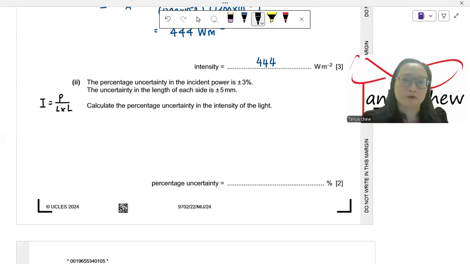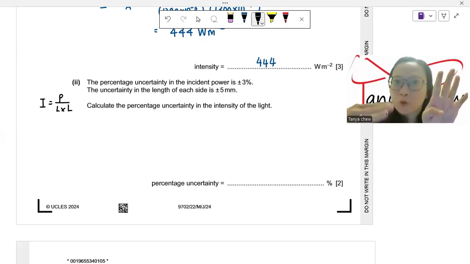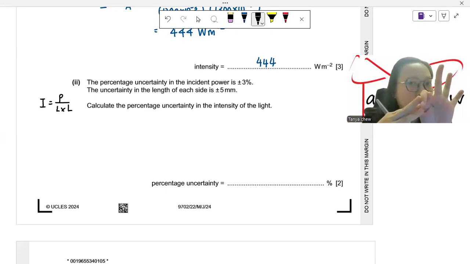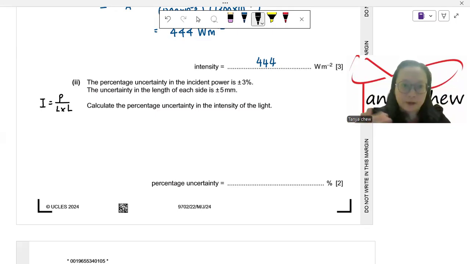So how are you going to find the percentage uncertainty? When the equation involves multiplication, involves division, involves to the power of 2, that is called power factor, you have to add their fractional uncertainty. Once you have added the fractional uncertainty, you just take the fractional uncertainty times 100% to find your percentage uncertainty. Let us see how I'll do it.